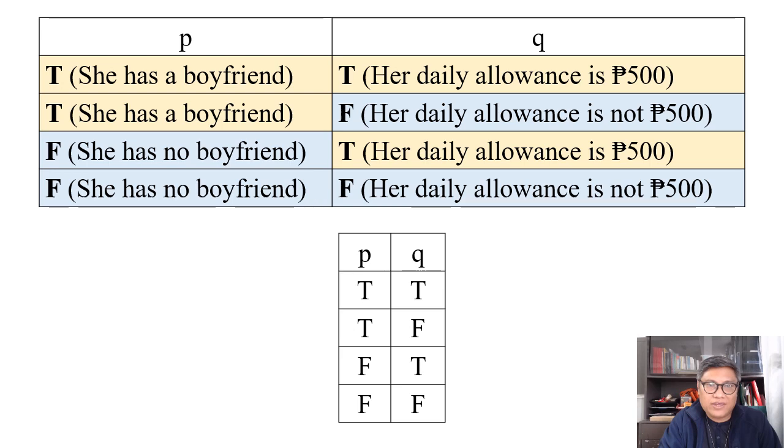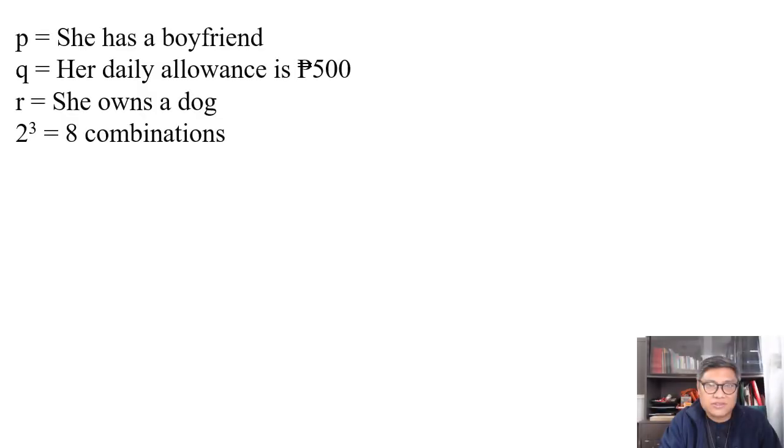So if we have here three statements, like she has a boyfriend, her daily allowance is 500 pesos, another statement, then she owns a dog. This is the third statement. So we already have three statements involved. So that will be 2 raised to 3, and that would be 8 combinations.